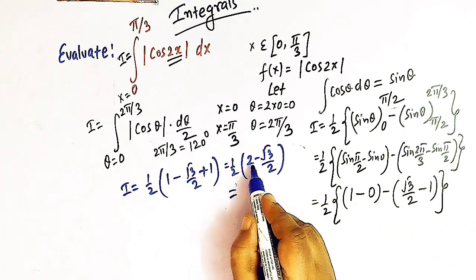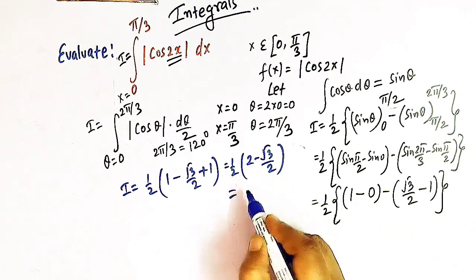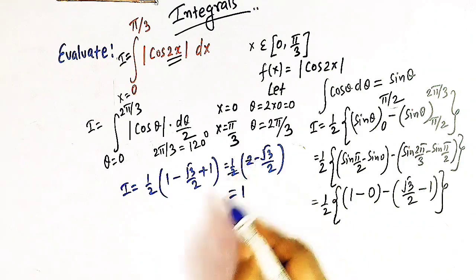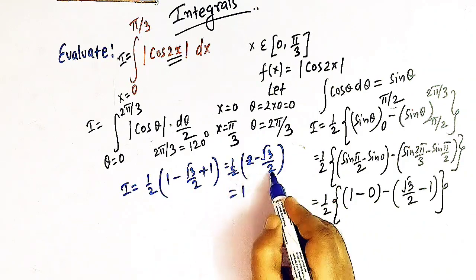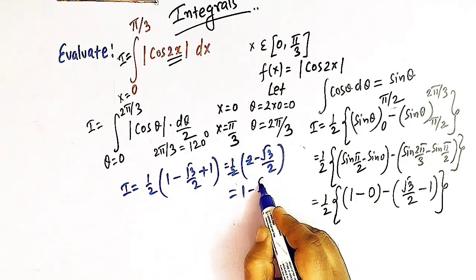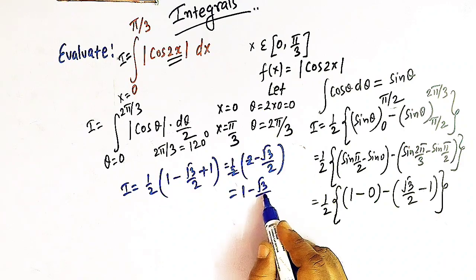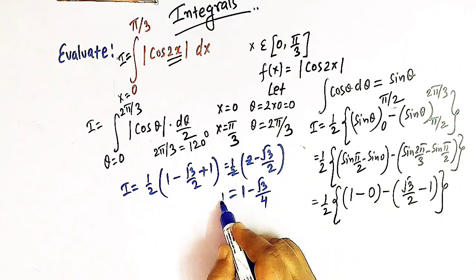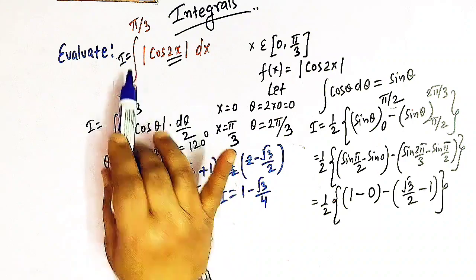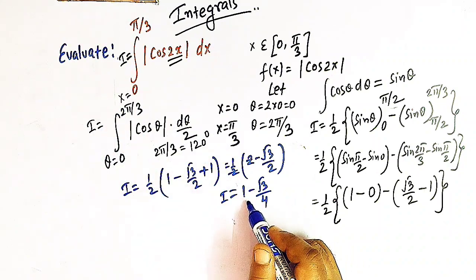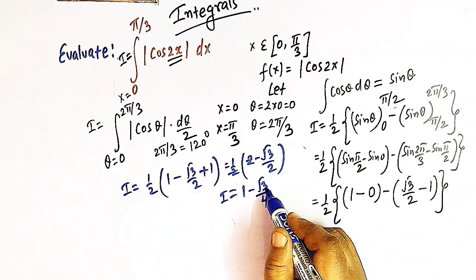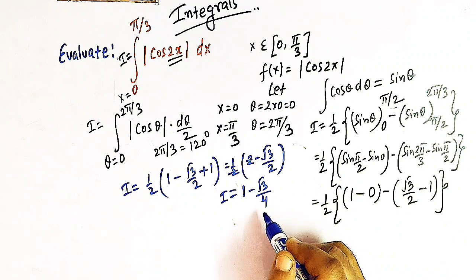And if we multiply these two terms by half, we have 1, 2 and 2 get cancelled. And then 2 times 2 is 4. So we have 2 minus root 3 over 4, right? So viewers, the value of this integral is given by 2 minus square root of 3 over 4.